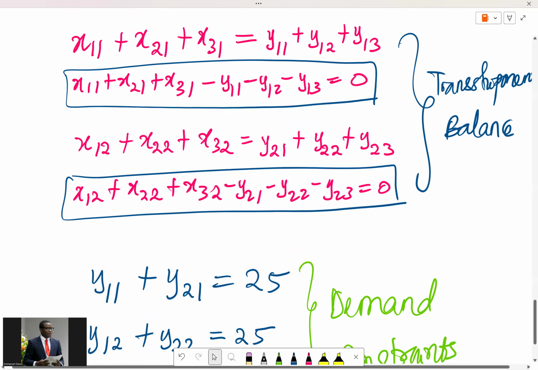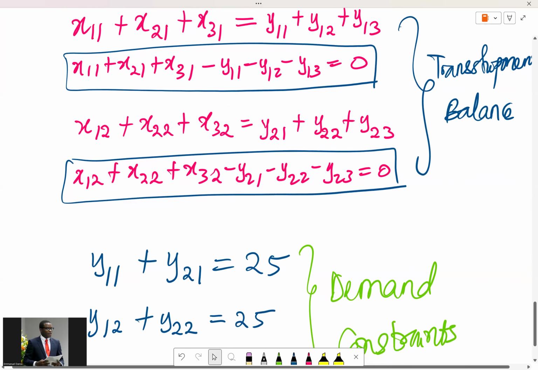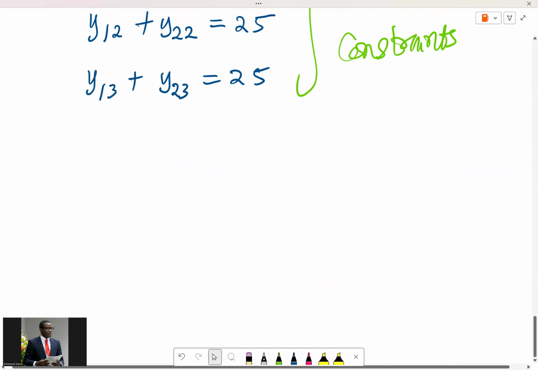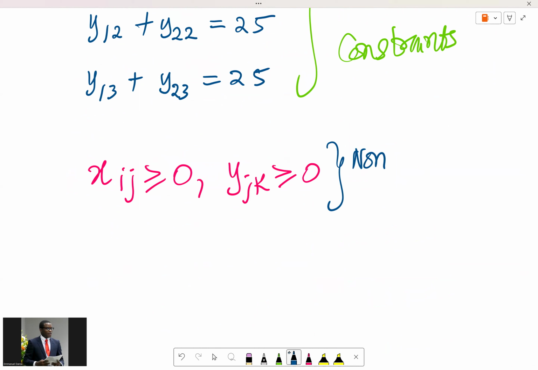So all this cannot be exceeded. Then, of course, we are not done with the constraints. If you remember, we always have non-negativity constraints. So it means that each xij is greater than or equal to 0, and each yjk is also greater than or equal to 0, because we cannot have negative values. So we have non-negativity constraints.